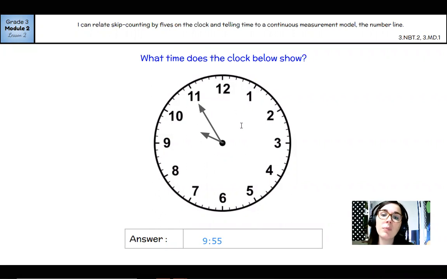So the more that the minute hand moves around the clock closer to the 12, the more it's going to get close to the next hour. That's something that takes some practice for kids to learn. So if you were a little bit stumped by that one, that's okay. That's something that you're going to keep practicing.